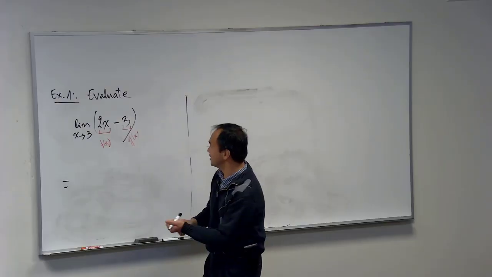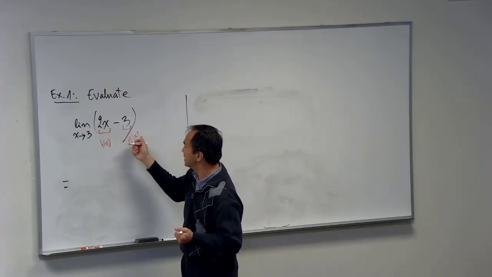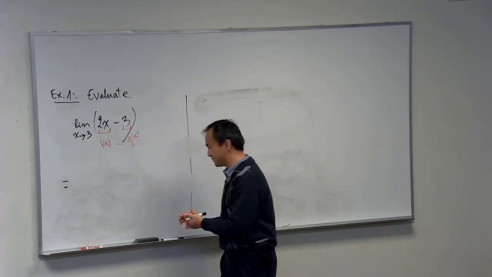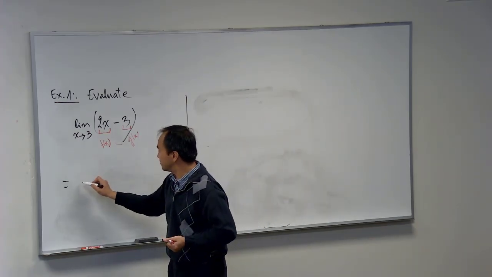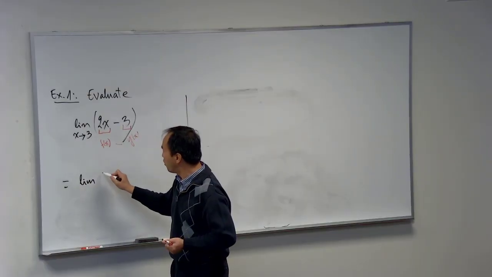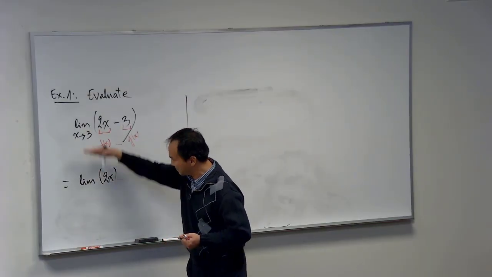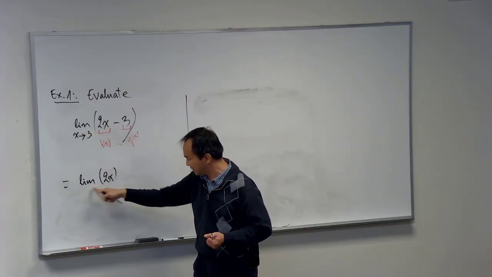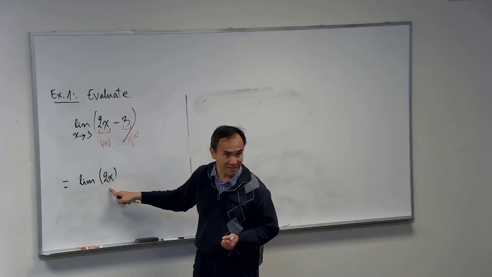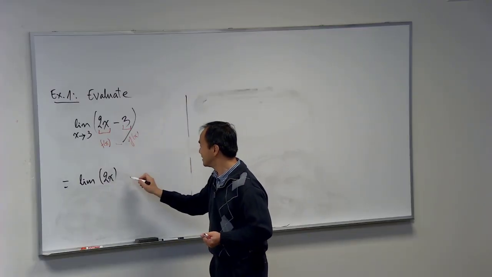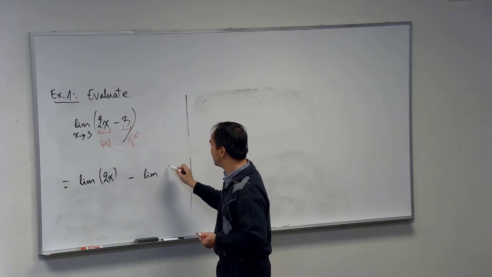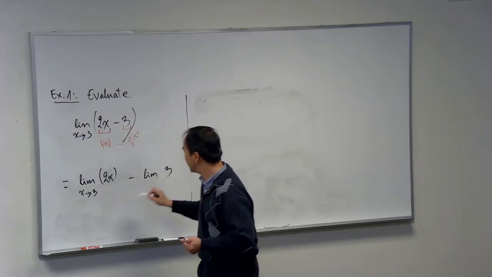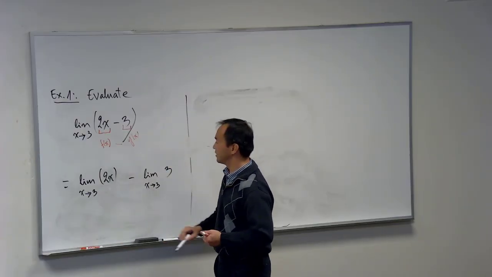So this problem is a limit of a difference. The limit of a difference allows me to find separate limits. To get to that answer, we can do one thing: take the limit of the 2x function, and then take away the limit of the constant term, as x goes to 3.